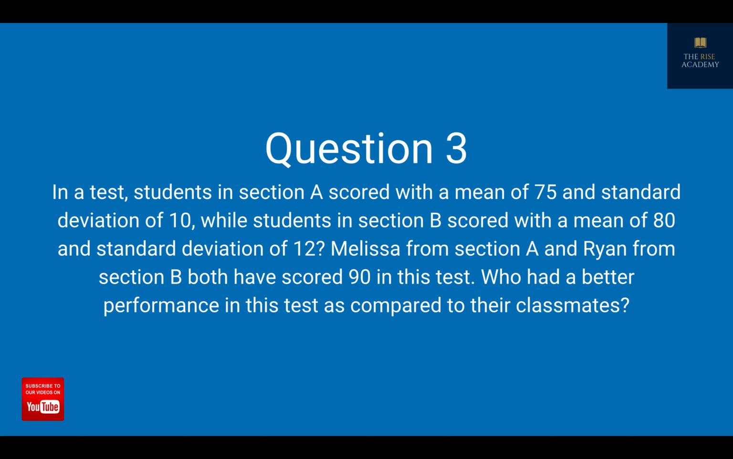So in a test, students in section A scored with a mean of 75 and standard deviation of 10, while students in section B scored with a mean of 80 and standard deviation of 12. Melissa from section A and Ryan from section B both have scored 90 in this test. Who had a better performance in this test as compared to their classmates?